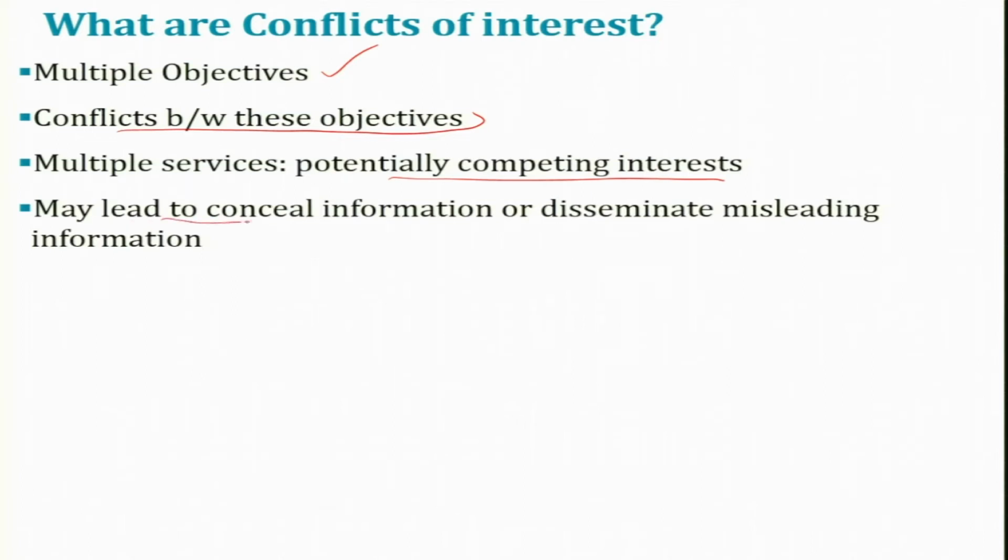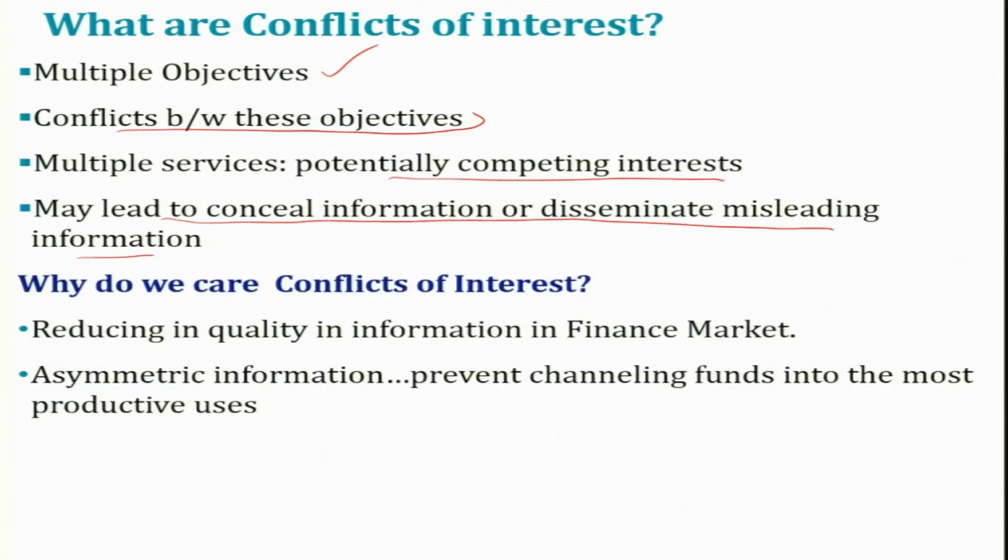So all this, as I mentioned just previously, may lead to concealing information or disseminating misleading information in the financial market. So why do we care about conflict of interest? It reduces the quality of information in the finance market. This will aggravate the problem of asymmetric information. Then, as we discussed in the previous session, asymmetric information will create the adverse selection problem and the moral hazard problem. That would all prevent channeling funds into the most productive uses.